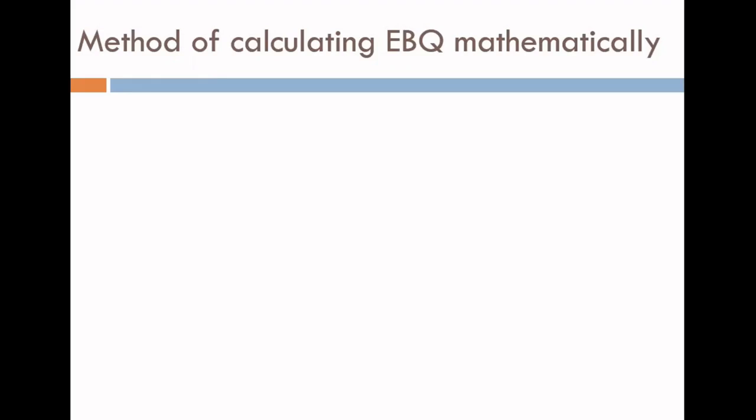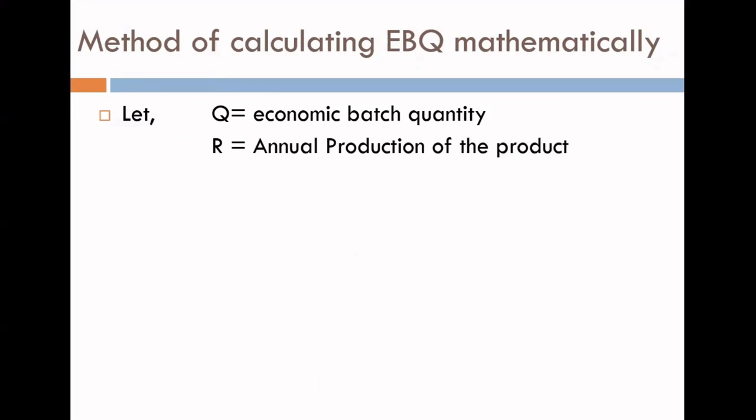Method of calculating EBQ, the mathematical method. Let us decide that Q is equal to economic batch quantity, economic batch quantity denoted by Q, where R is equal to annual production of the product.